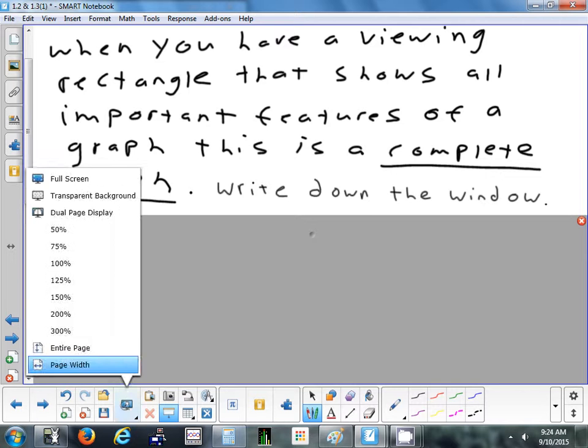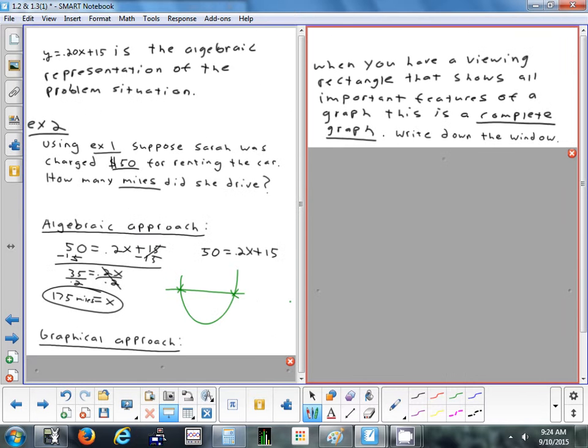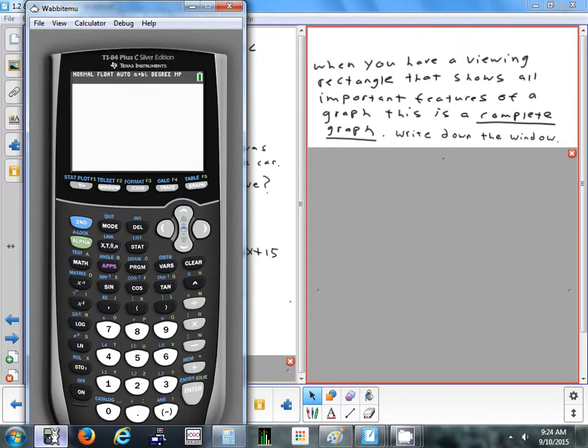Let me show you an example of a graph. All right, let's do x minus 5, x plus 8, and x minus 2. Okay, you can just watch this. I'm going to do zoom 6. That is not a complete graph.